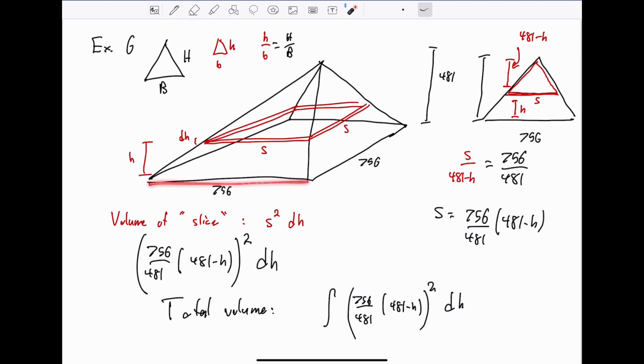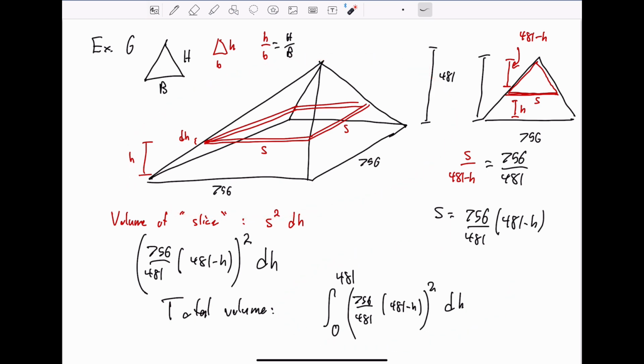So I need to start at H equals 0, at the first slice at ground level. So H equals 0 is the lower limit. And I need to keep adding slices until I get to the very top of the pyramid. Well, that height is the total height of 481. That is my upper limit of integration. So this integral is describing the volume of this great pyramid.